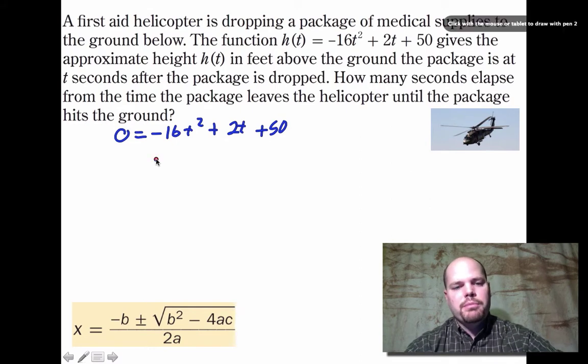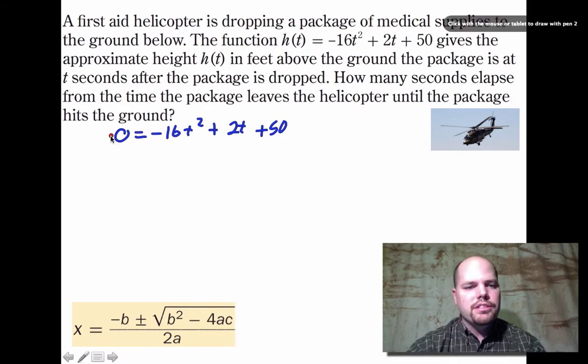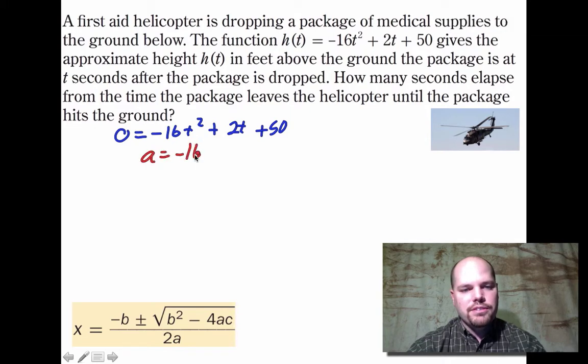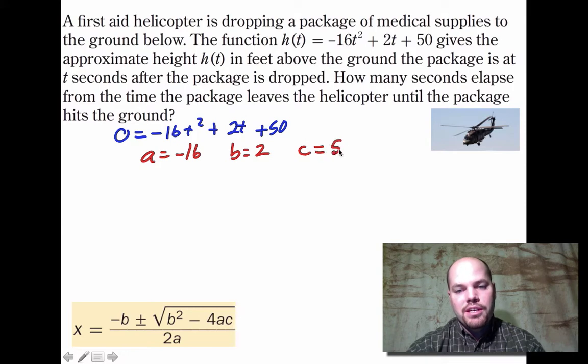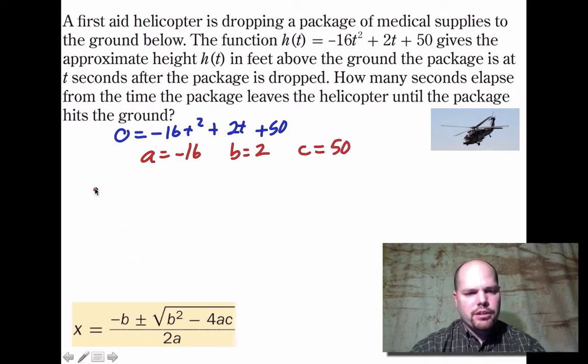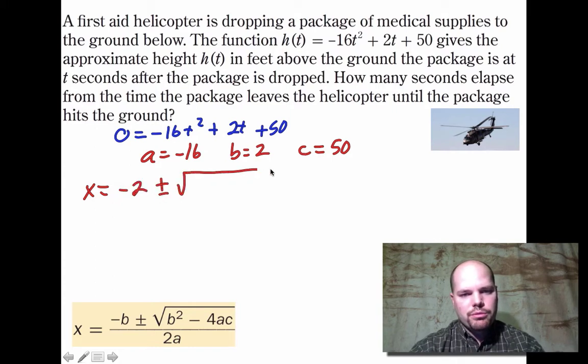And the thing we liked about that is it's a quadratic equation. It's equal to 0, so we can use the quadratic formula. Our a value is negative 16, our b value is 2, and our c value is 50. So we jump into the quadratic formula, and we'd say x is the opposite of 2 plus or minus the square root of b squared minus 4 times a times c.